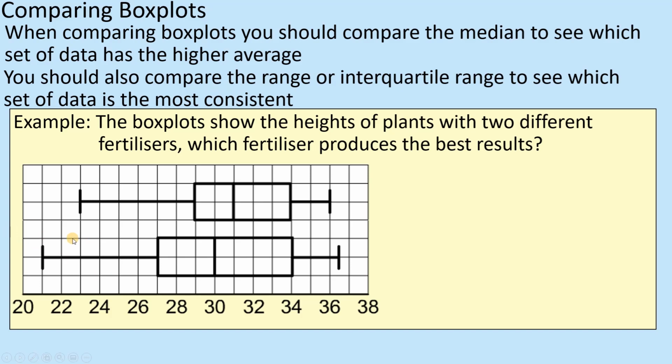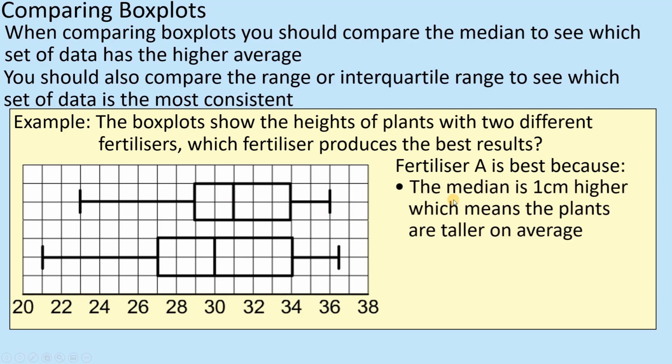So we're going to compare. When I'm looking at these two, fertilizer A is best because, well, which is fertilizer A, first of all? I'm assuming it's this top one. So let's say this top one is fertilizer A. And why is it best? Because if I look at the median for this one it is 31, and the median for this one is 30. So it's got a higher median average, hasn't it? So that's one thing we can say. The median's 1 centimetre higher, which means the plants are taller on average based on the median.